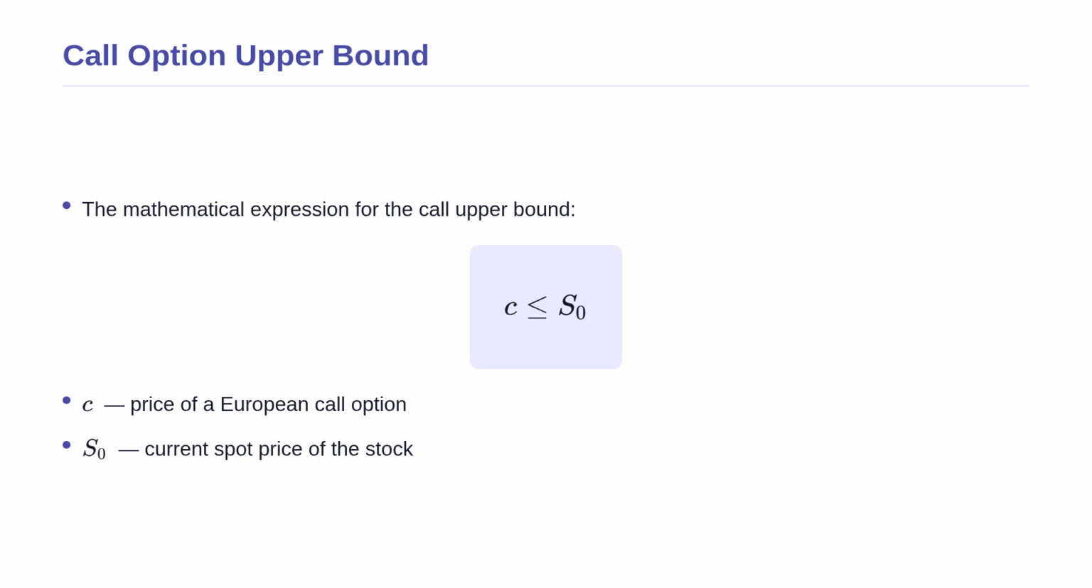Conceptually, this formula guarantees that the option price stays rational. If the stock price S0 increases, the maximum possible ceiling for the call option price also increases. If the stock price drops, the ceiling drops with it. If C ever exceeded S0, an arbitrager would sell the option, buy the stock, and lock in an immediate risk-free profit.